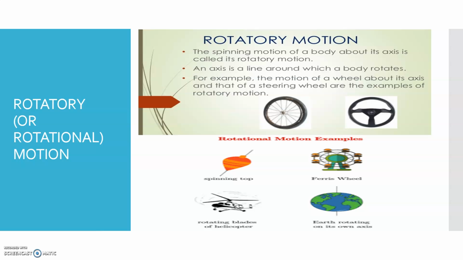Rotatory or rotational motion. The spinning motion of a body about its axis is called its rotatory motion. An axis is a line around which a body rotates. For example, the motion of a wheel about its axis and that of a steering wheel are examples of rotatory motion. Spinning top, Ferris wheel, rotating blades of a helicopter and the earth rotating on its own axis are some other examples of rotatory motion.